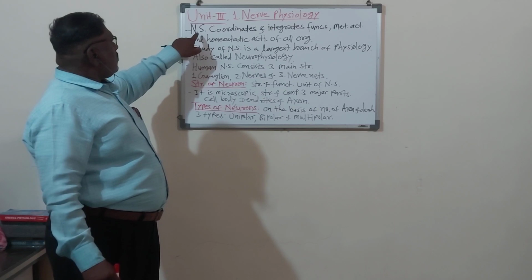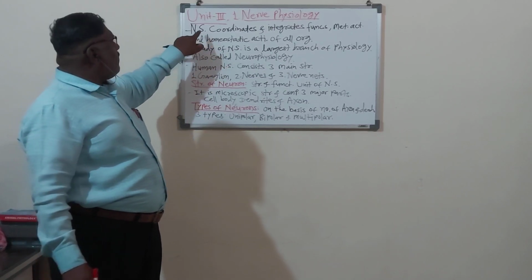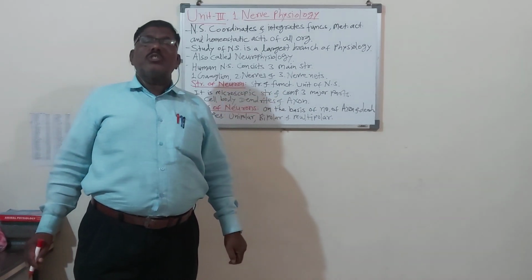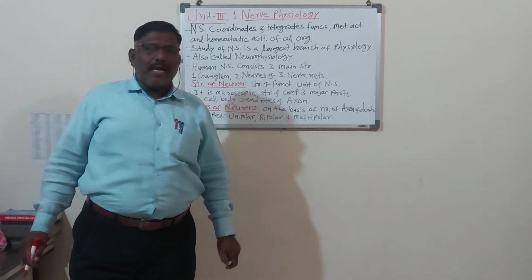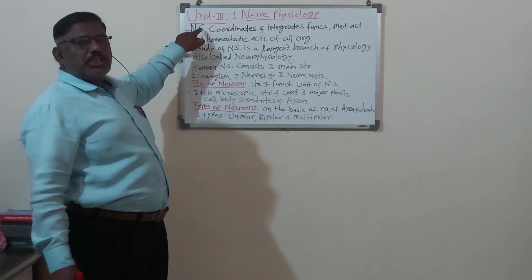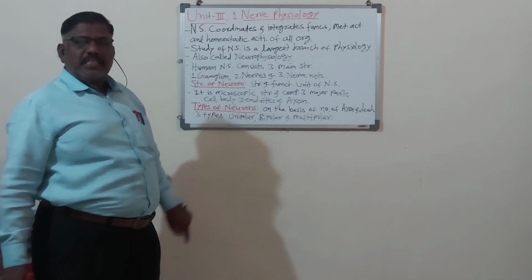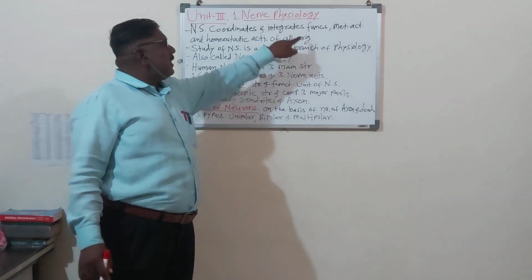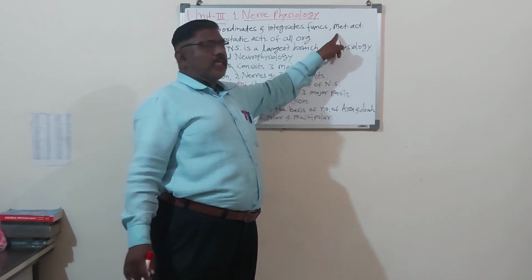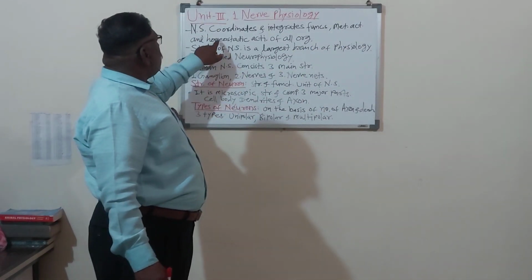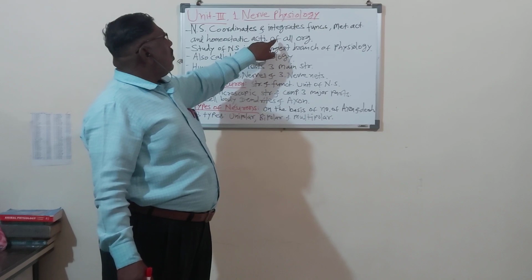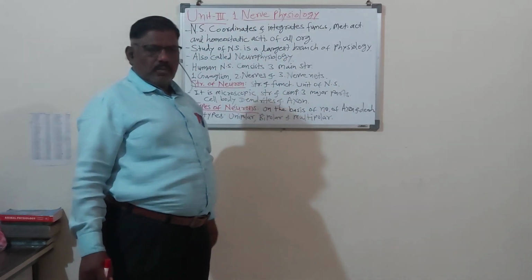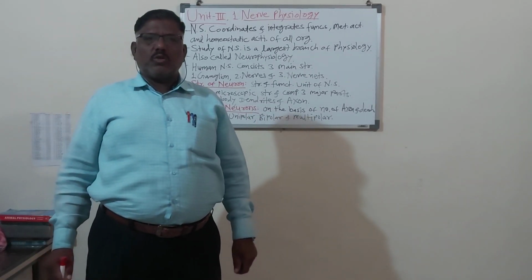Here, nerve system in short form, in abbreviation, remember, abbreviation means the short form. Here the abbreviation for the nerve system is NS. NS means nerve system. The nerve system coordinates and integrates functions, metabolic activities and homeostatic activities of all organs, which is called nerve physiology. This is the definition of nerve physiology.